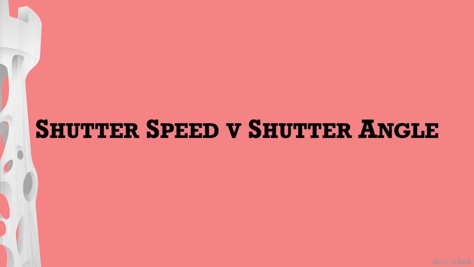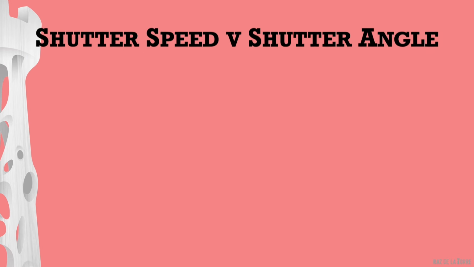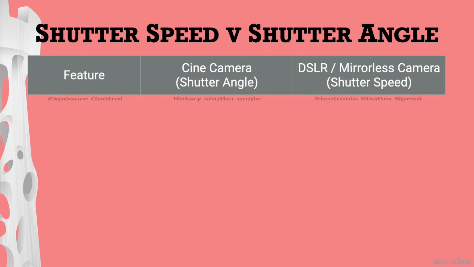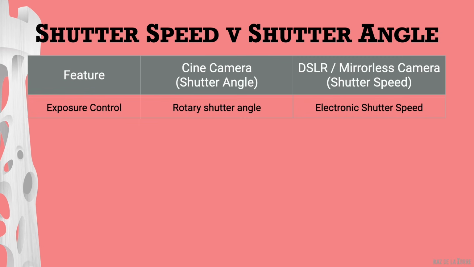Most DSLR and mirrorless cameras, the ones that you'll likely use, don't offer shutter angle controls. Instead, they rely on shutter speed, just like in still photography. In cine cameras, exposure is controlled by the rotary shutter angle. In DSLRs and mirrorless systems, exposure of each video frame is controlled by electronic shutter speed, the duration the sensor is exposed to light for each frame. Both systems must sync with the frame rate, the number of frames captured per second.